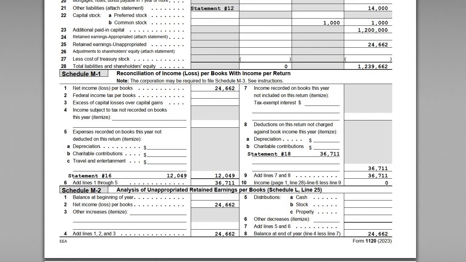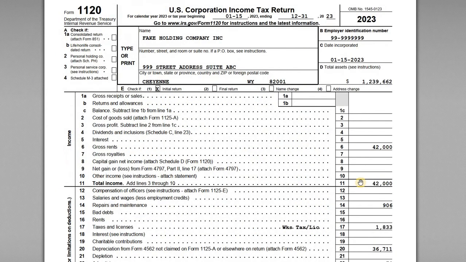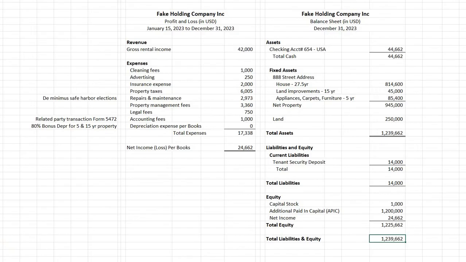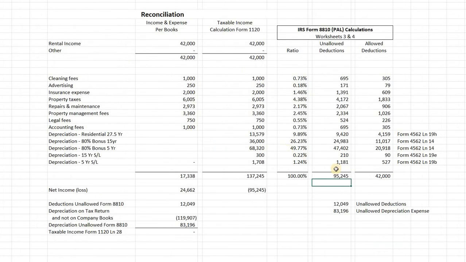I want to start with page 1 of the 1120. We'll look at this and then look at that 8810 worksheet. Normally when you prepare the corporate tax return, if you don't have these passive activity loss calculations, you can just use the taxable income calculations per the 1120. So you would report the gross amounts of all these expenses. You would report the total amounts of depreciation expense for tax purposes, and you would have this net loss figure.